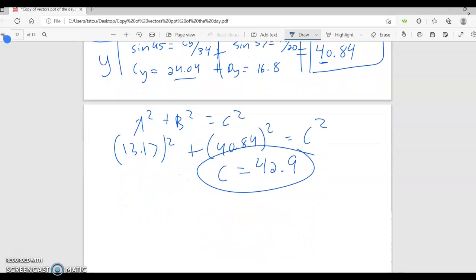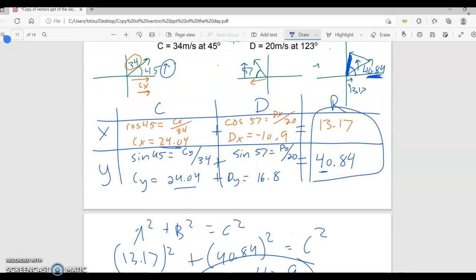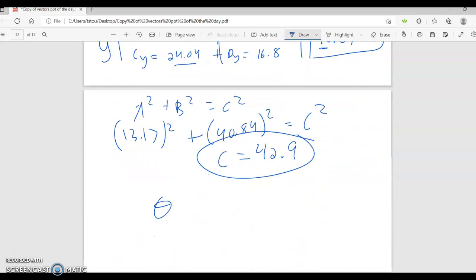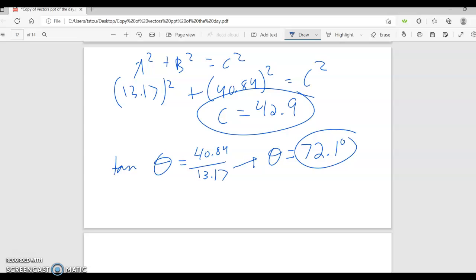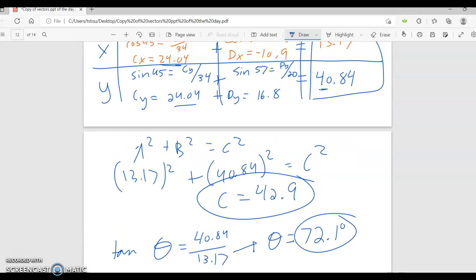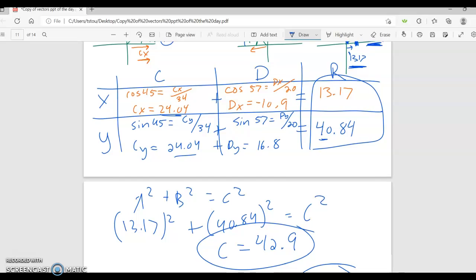And I've got part of it, so now I gotta get my angle. Here we're always going to be using tangent. I've got my opposite, 40, over my adjacent, 13. Up and down is my opposite, 13 is my adjacent. So I'm looking at tangent of theta equals 40.84 over 13.17. That gives me a theta of 72.1 degrees. And that does make sense to my 72. I like that number. It's going up right here. This angle does look like a 72-ish, so I got that. I got my magnitude, which is at 42.9, so I got it all.